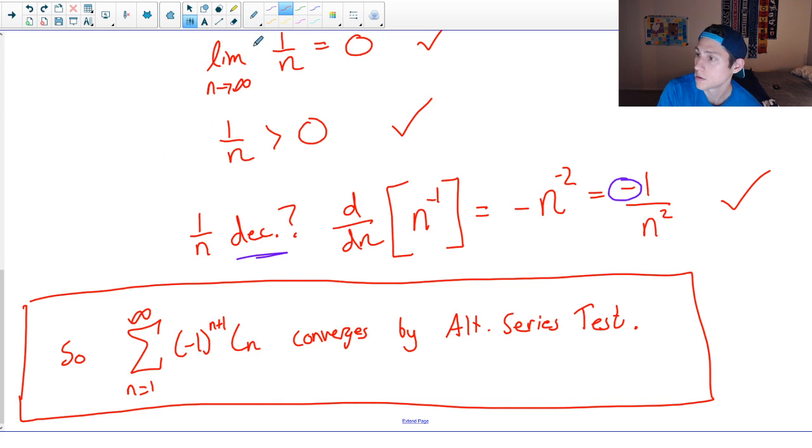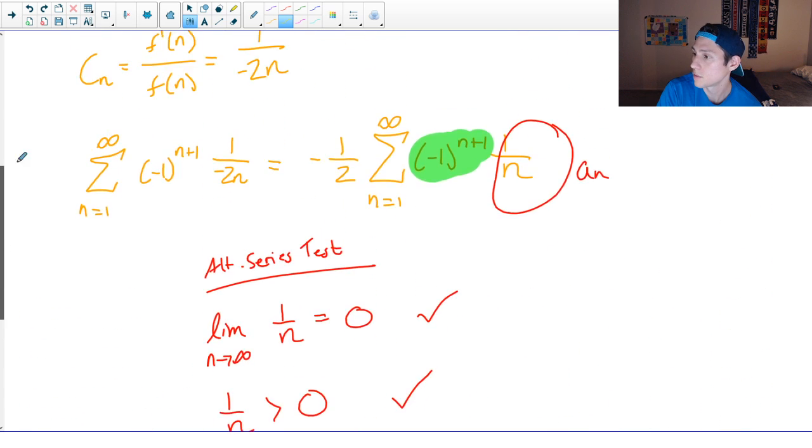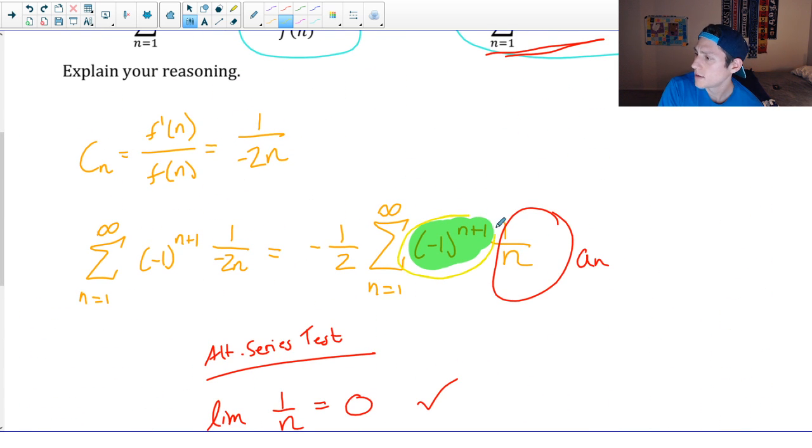Okay, so that one's just based off of recognizing, kind of like the one we did before. If I have some part of the expression that looks like this, where it's a negative 1 to the power of n, or n plus 1, or n minus 1, or whatever, I'm thinking about probably using the alternating series test.